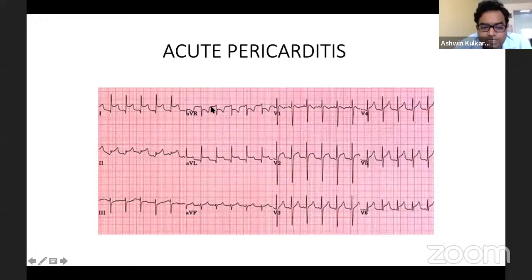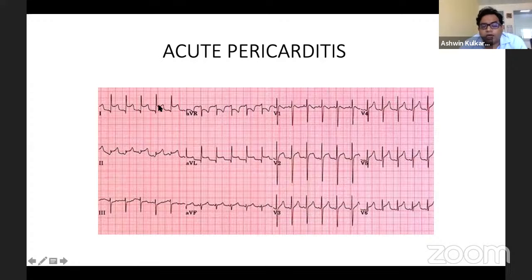Coming to the last slide now, acute pericarditis. One of the important differential diagnoses of ST segment elevation is acute pericarditis. In acute pericarditis you see widespread ST segment elevations, here you can see this widespread ST segment elevation in all the leads. One important question is, how do you differentiate ST elevation of acute pericarditis from ST elevations of myocardial infarction? In acute pericarditis, ST elevation is seen in most of the leads, and these ST segments will be concave upward. These are smiling ST segment elevations.